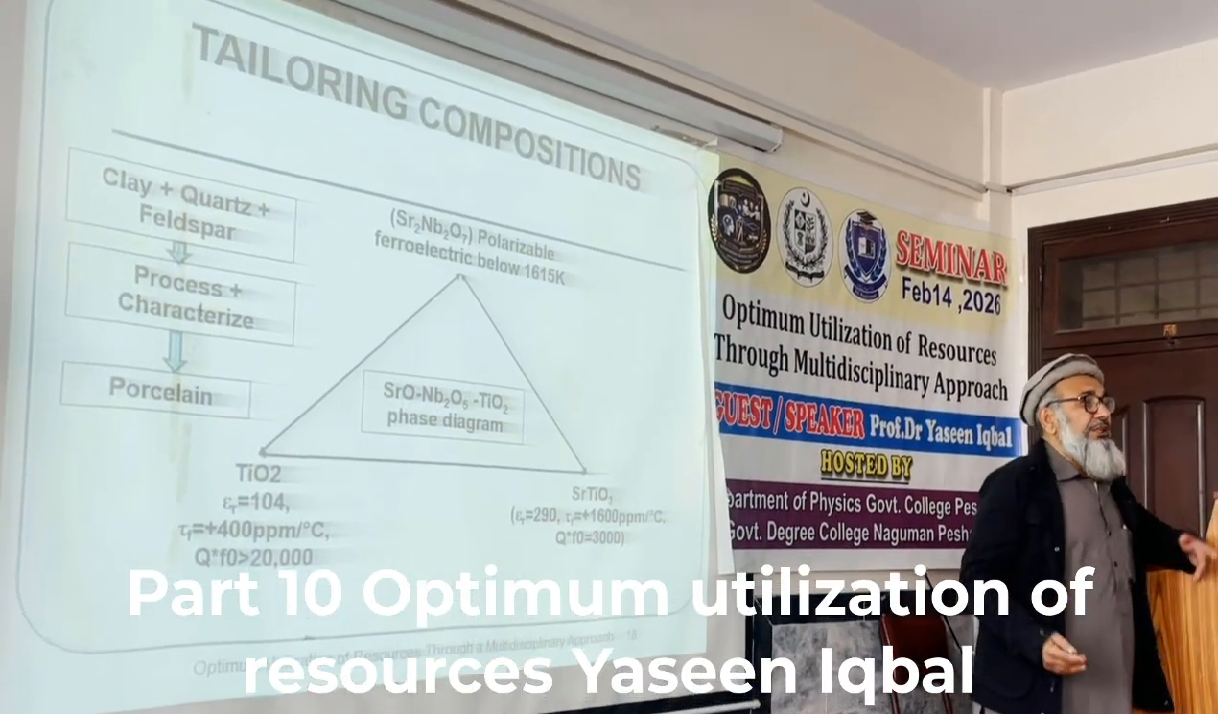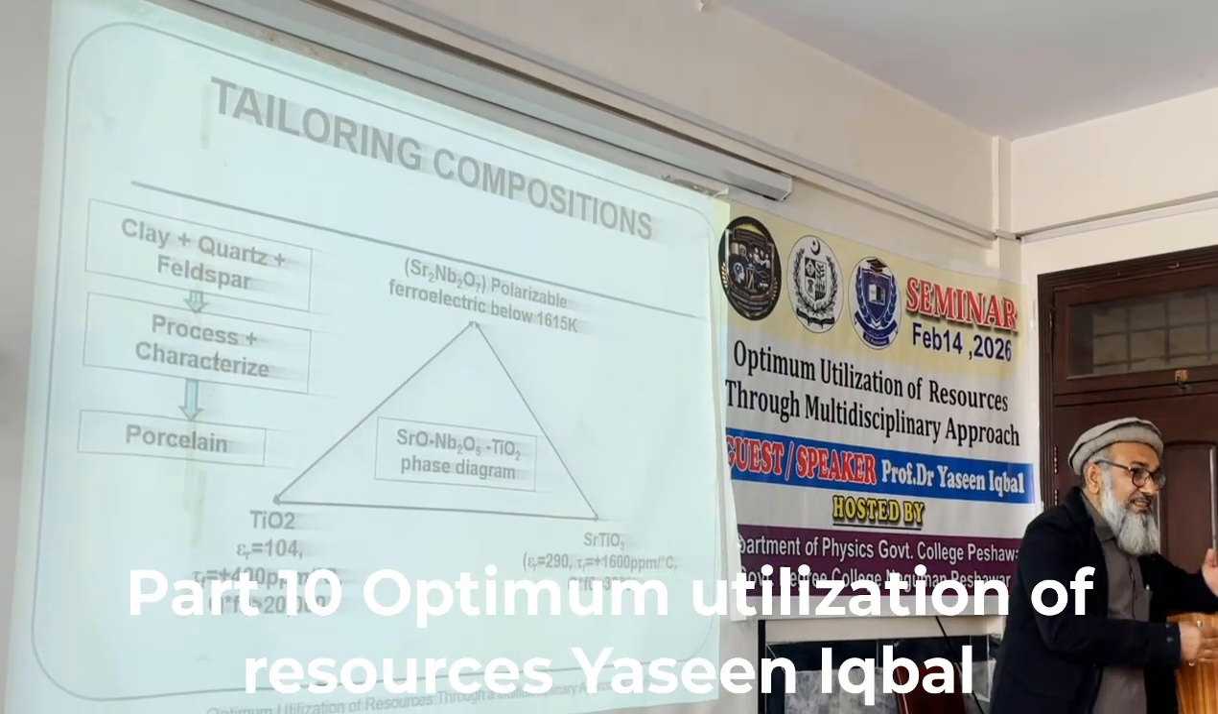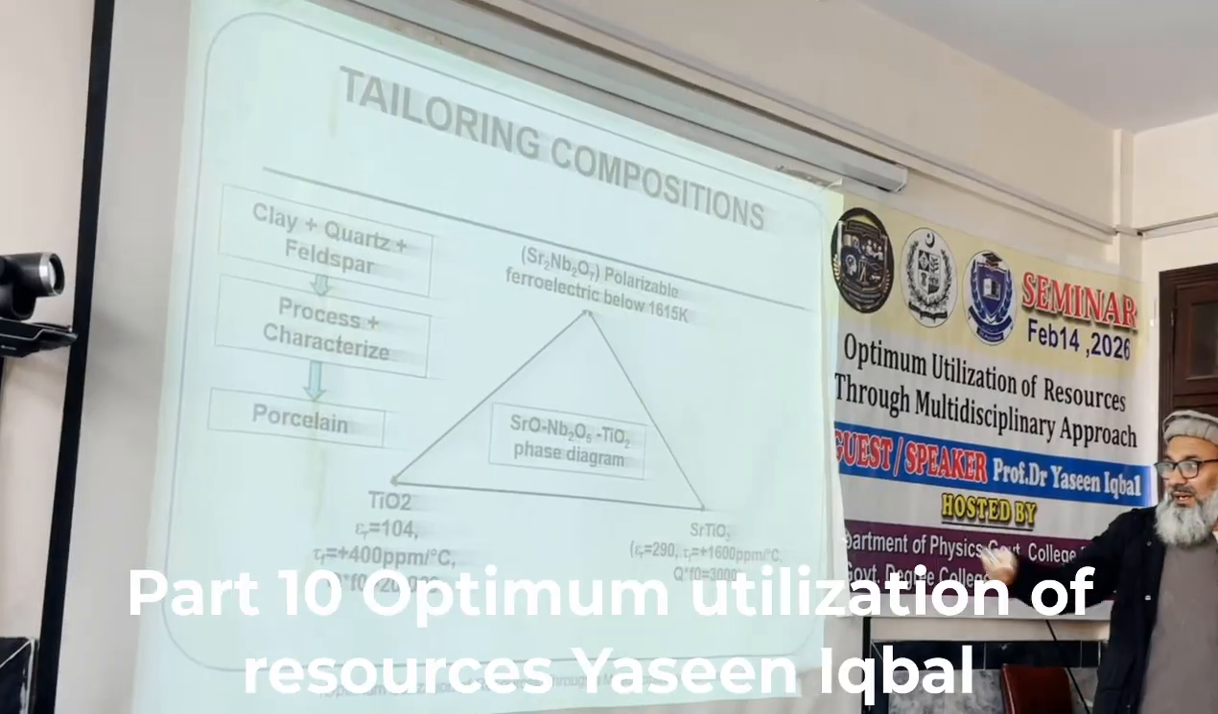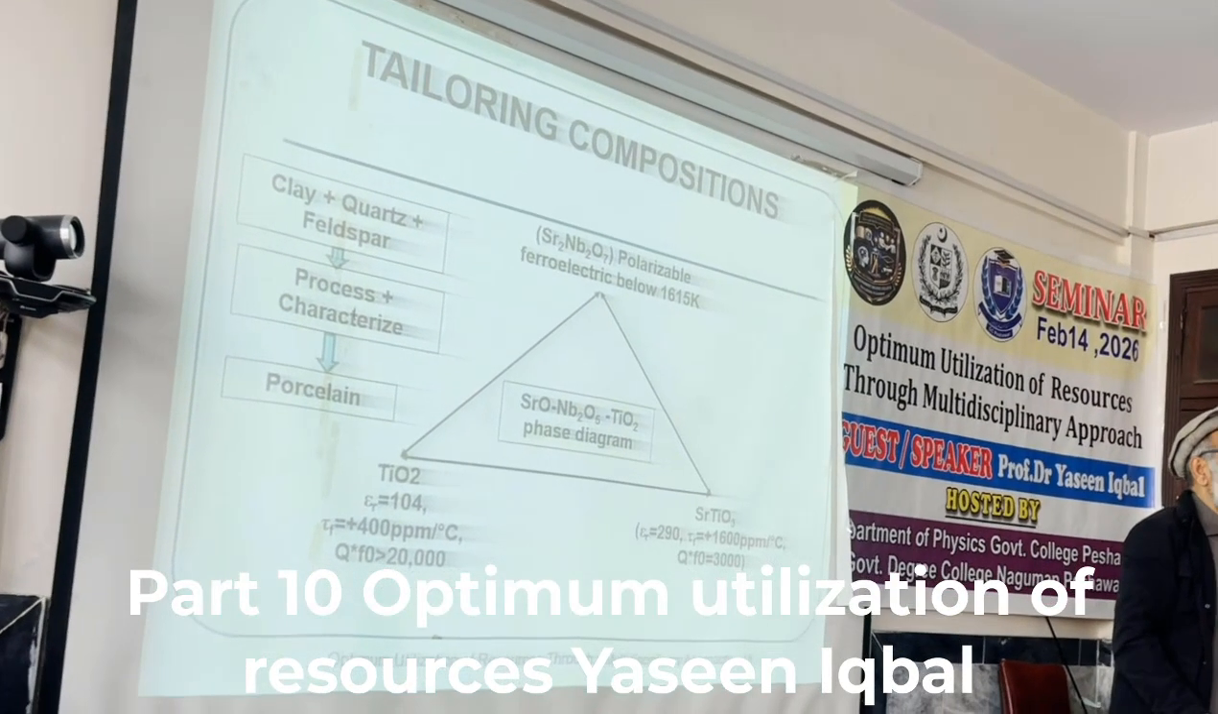Permeability, dielectric constant: when you increase it, you decrease the circuit size. This is the TCF. It is the temperature coefficient of resonant frequency.